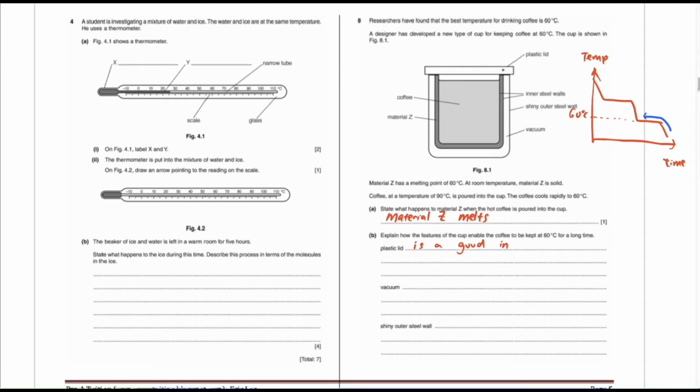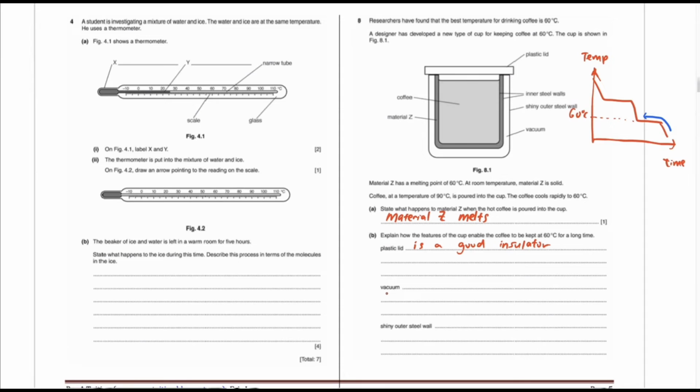Yes, it traps the heat basically because it's a poor conductor or a good insulator. So that's why they expect us to write good insulator rather than saying reflector, because they never mention any color of this. So if they say shiny, like silver color, okay, yes, you can say reflector. But when they never mention the surface color, don't say absorber, reflector, or emitter. Okay, just say conductor or insulator will be fine.